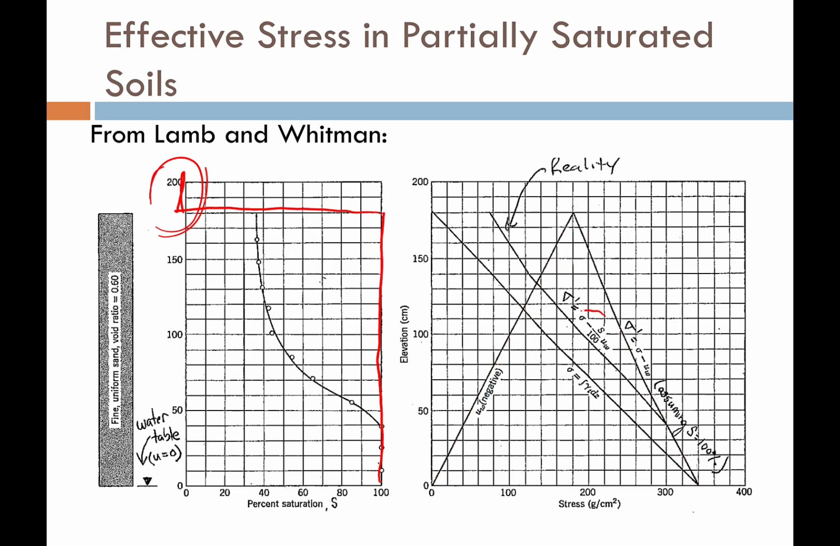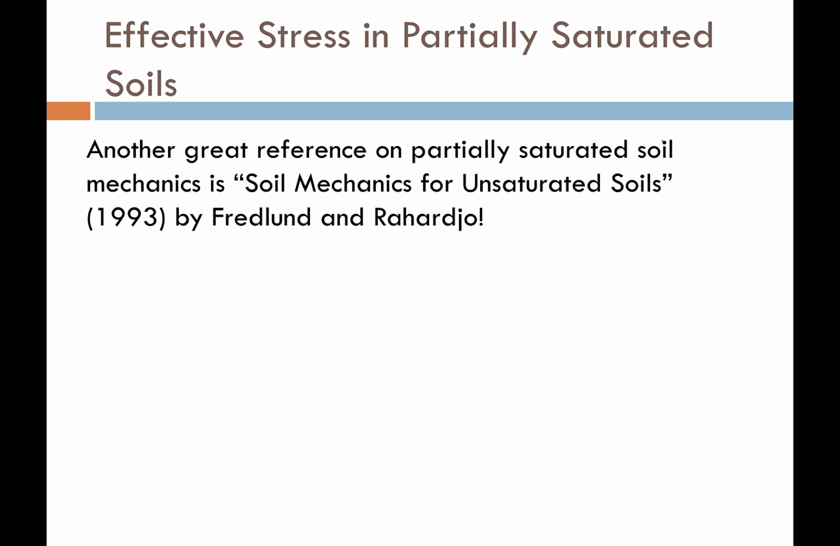But instead, if we assume this relationship right here, where we account for the degree of saturation and we compute our pore pressures that way, we end up with a curve that looks something like this. And guess what? That's the curve that closely represented reality based on Lamb and Whitman's testing. And so we think that's a pretty good method for approximating effective stresses within the zone of partially saturated soil.